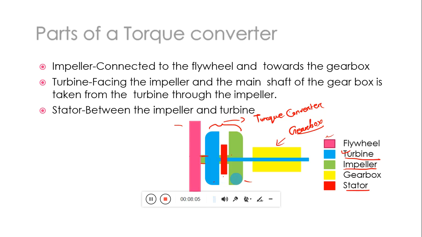As it is also written here, the impeller is connected to the flywheel. Look, this is the impeller, connected to the flywheel, and its position is towards the gearbox. Then the turbine is facing the impeller, and the main shaft of the gearbox is taken from the turbine through the impeller. This is the main shaft that we are talking about.